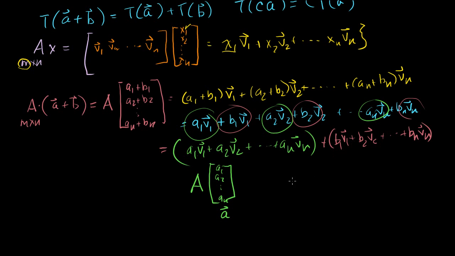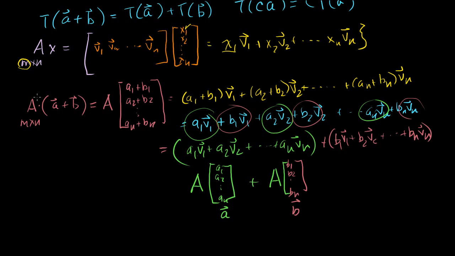And what's this equal to? This is equal to plus these v1s. These are the columns for A. So it's equal to the matrix A times my vector B: b1, b2, all the way down to bn. This is my vector B.